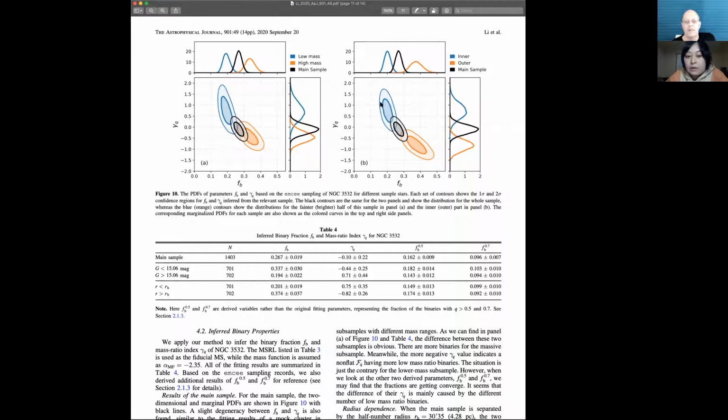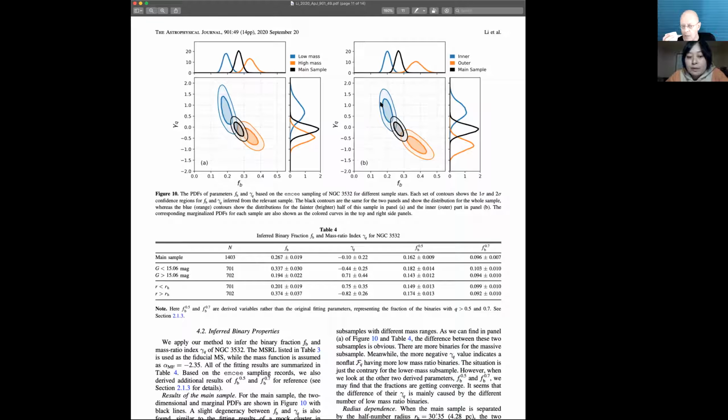Maybe another effect occurs, which is dynamical interaction. The number density is higher in the inner region, and we believe 3-body interactions happen more frequently. They will replace the light star in binaries with more massive stars. The stars in the outer region behave more similarly to field stars. So this is the first time in observation we found a mass and radial dependence of the binary properties.